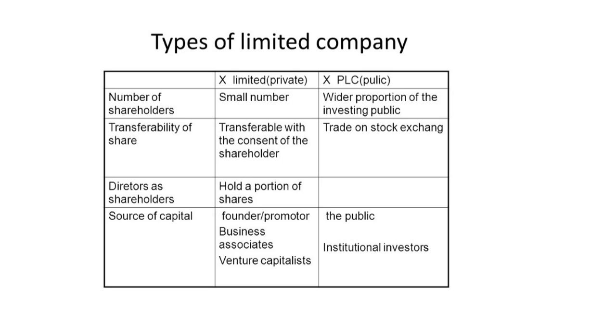1. A private company's share capital will normally be provided from three sources. First, the founder or promoter. Second, business associates of the founder or employer. Third, venture capitalists. 2. A public company's share capital, in addition, can be raised from the public directly, or through institutional investors, using recognized markets.